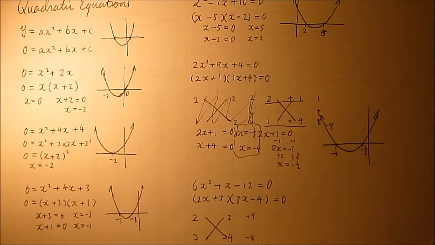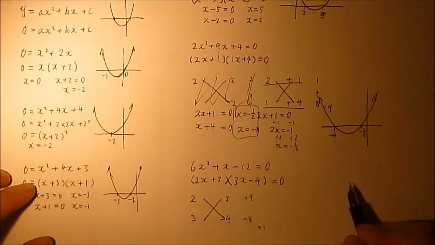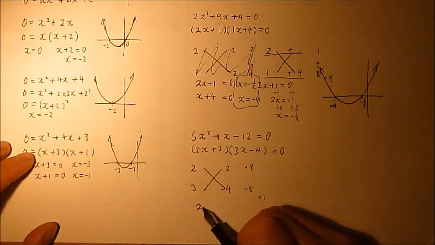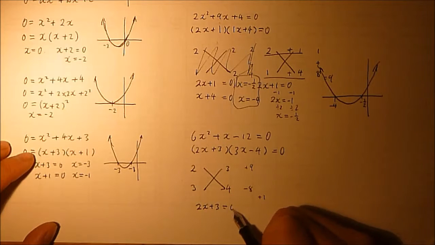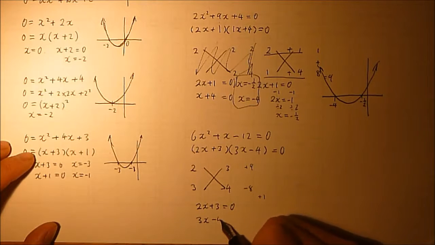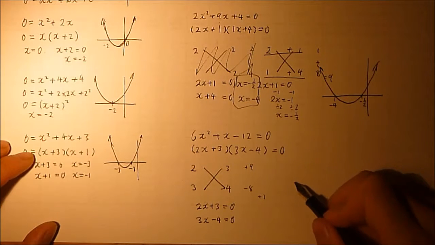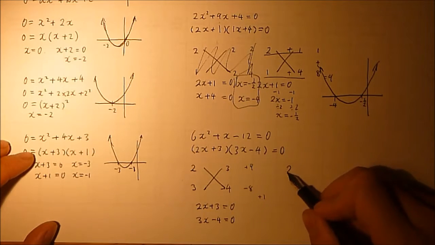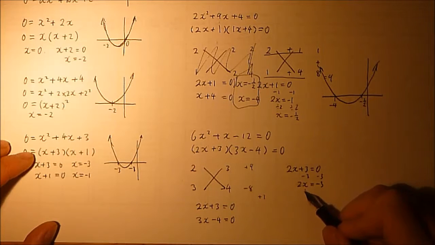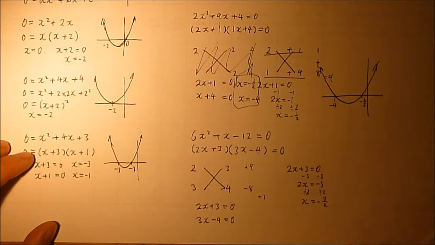And that gives us two possible answers. We end up with 2x plus 3 equals 0, or 3x minus 4 equals 0. To solve them, very basic algebra. 2x plus 3 equals 0. We subtract 3 from both sides. We have 2x equals minus 3. We divide both sides by 2. x equals negative 3 over 2.